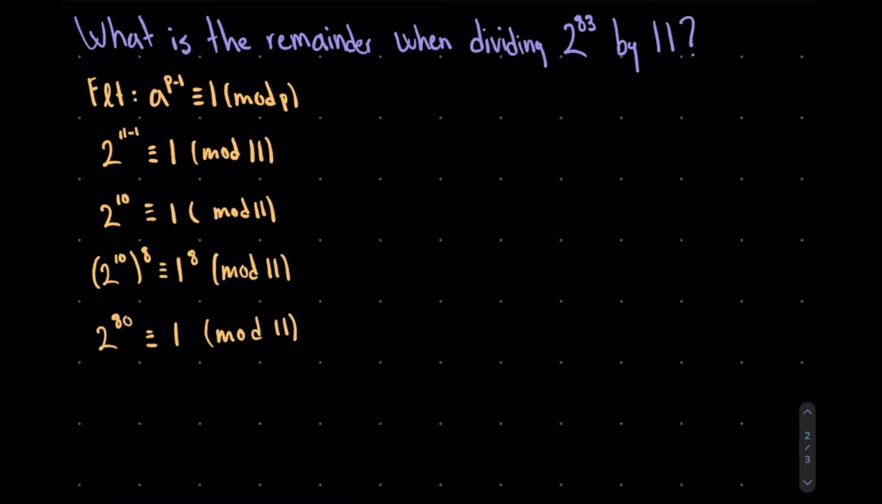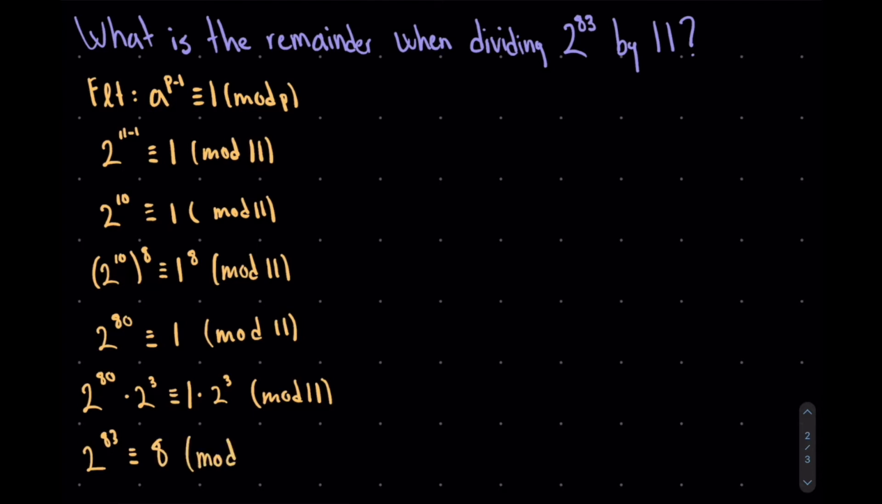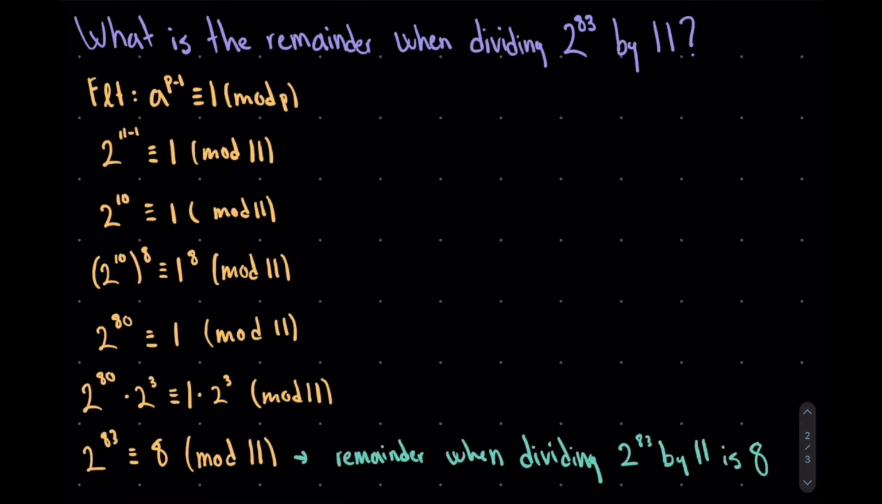Now we're going to multiply by 2 to the power of 3, so we could get 2 to the power of 83 eventually on the left-hand side. So on the left-hand side, we have 2 to the 80 times 2 to the third is congruent to 1 times 2 to the third, and modulo 11. Well, on the left-hand side, since we have a common base, we just add the powers. We get 2 to the power of 83, and on the right-hand side, we have 1 times 2 to the third, or just 8. So 2 to the power of 83 is congruent to 8 modulo 11. And so now we can conclude that the remainder when dividing 2 to the power of 83 by 11 is 8.